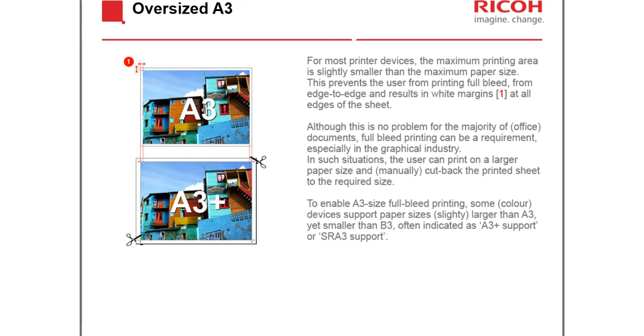In such situations, the user can print on a larger paper size and cut back the printed sheet to the required size. To enable A3 size full bleed printing, some devices support paper sizes slightly larger than A3, yet smaller than B3, often indicated as A3 Plus support or SRA3 support.